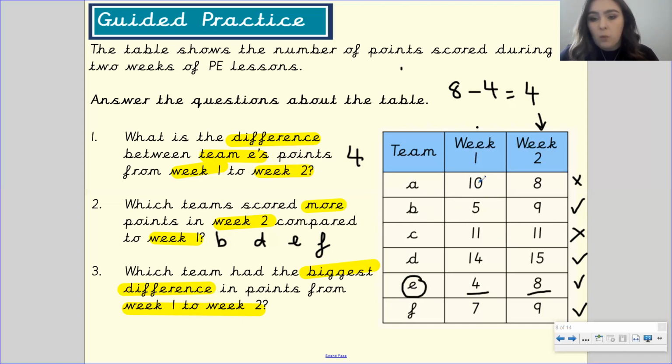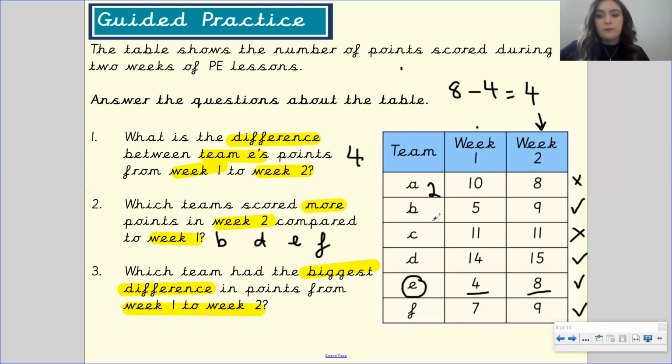They scored 10 in week 1 and 8 in week 2. What's the difference between 10 and 8? Well done, 2 is the difference. 10 take away 8 is 2. You add 2 to 8 to get to 10. Let's have a look at B.